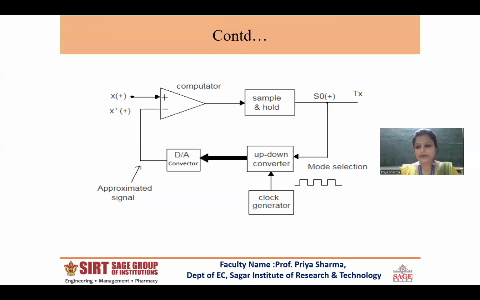How can slope overload distortion be reduced? When an alternating sequence of ones and zeros occurs, the digital to analog converter automatically reverts to its minimum step size. Thus, granular noise is reduced. The circuit diagram or the block diagram is shown here. It is the same as that of the delta modulator, except for the sample and hold circuit. Earlier in delta modulator, the sample and hold circuit is before the comparator. Here we have it after the comparator.